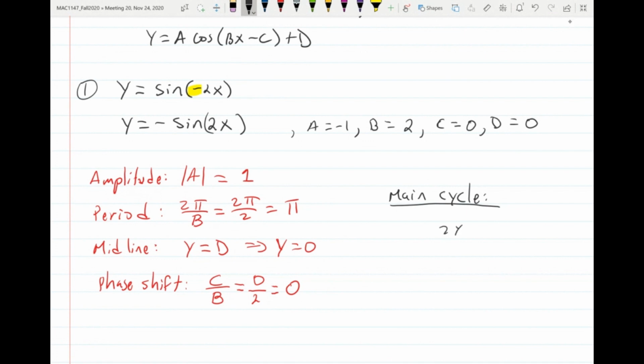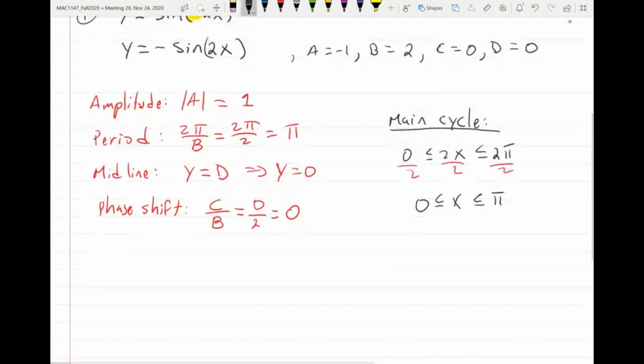I honestly prefer to solve the inequality because I think it's easy. I just take the stuff that is inside, and because I know that the sine function has period between 0 and 2 pi, for the original function, this is what I solve. Just take whatever is inside the function and write it between 0 and 2 pi and then solve for it. So here we divide by 2, and then we get that x is between 0 and pi. So this is our main cycle. Our main cycle begins at 0 and finishes at pi.